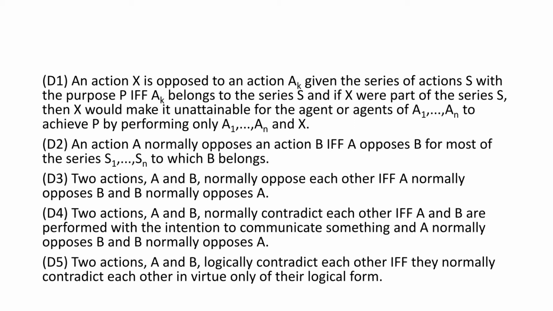Then you have normal opposition when you have such an opposition for most of the series to which the second action belongs. This is still not a symmetrical relation. Then you have symmetrical normal opposition. Then you have normal contradiction when A and B are communicative actions. And then at the fifth definition, in this construction, starting with this weak opposition relation, you have the relation of logical contradiction.